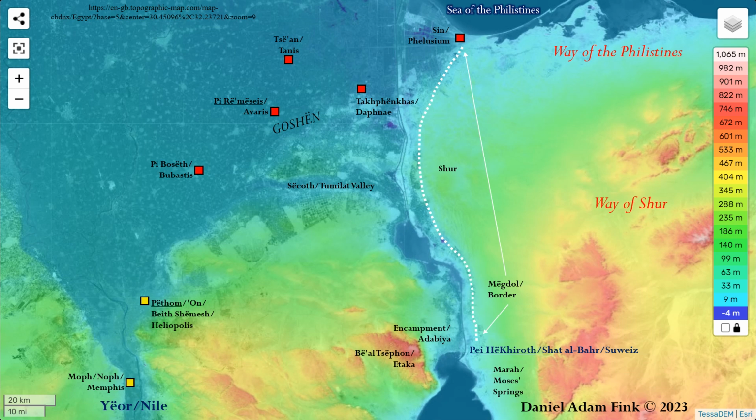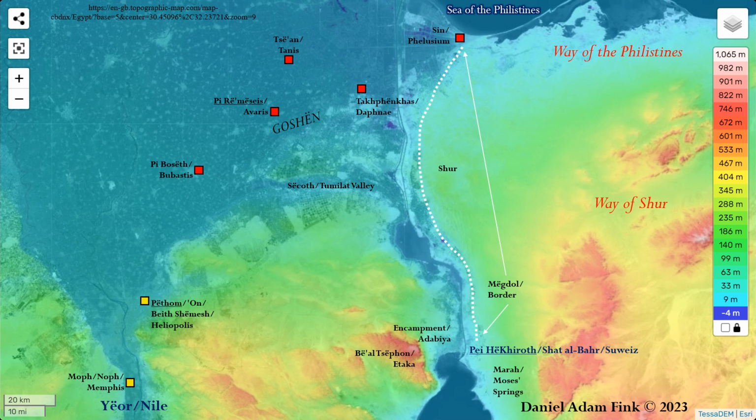They would travel to the center of your screen, the low valley called Sukkot, the Tumilat Valley, then toward what is now the Suez Canal, what was at the time the Canal of the Pharaohs. You can see just right of Tumilat Valley a white dashed line, that is the Migdal, the border wall of fortifications which protected Egypt from invaders to the east. Directly to the east of that dotted line, you see the word Shur. The word Shur in Egyptian meant wall, that is the wilderness beyond the wall.